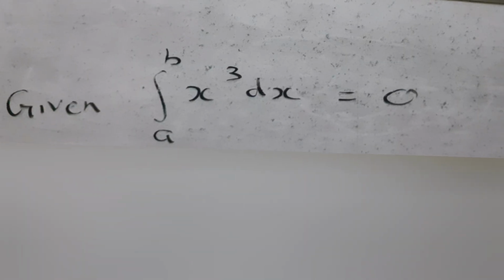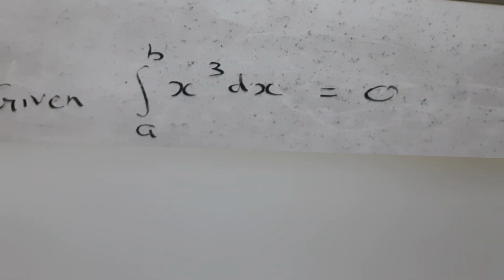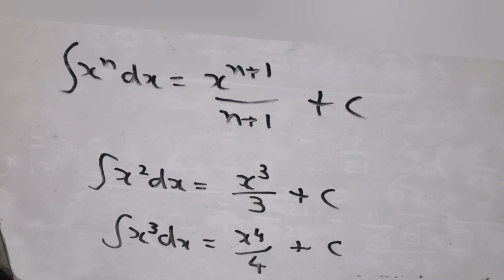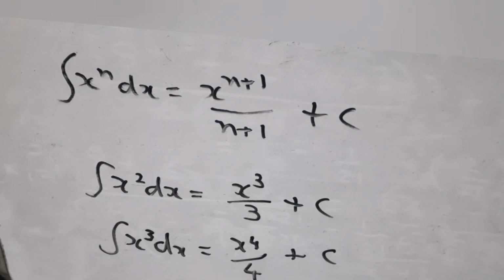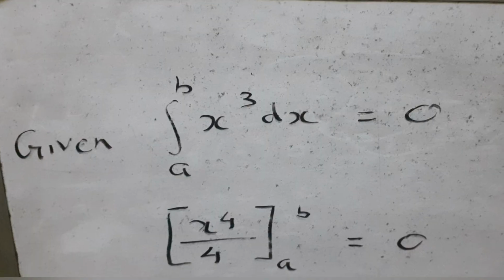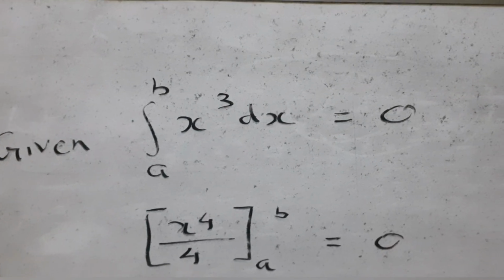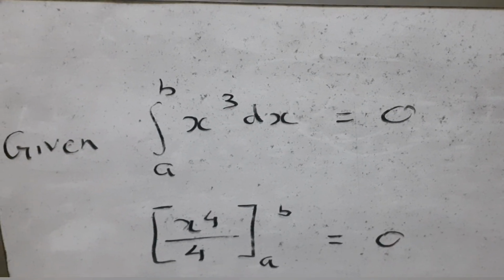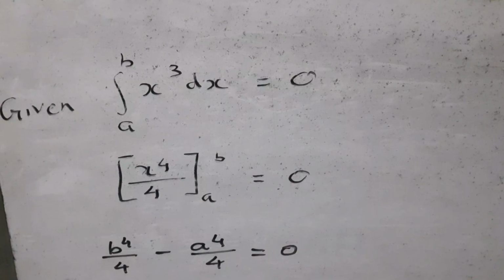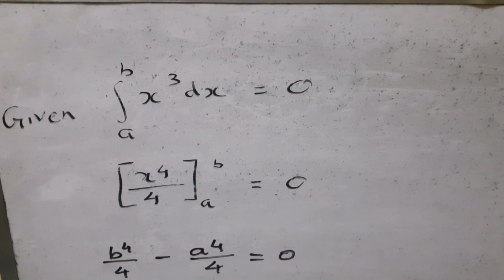It is given integral a to b x cube dx equal to 0. We use the formula for integral x power n dx with n equal to 3. So x power 4 by 4 with the limits a to b equal to 0. Applying the limits, we get b power 4 by 4 minus a power 4 by 4 equal to 0.